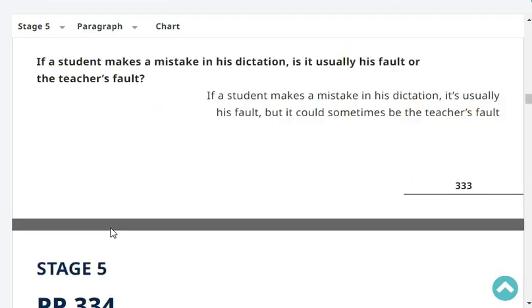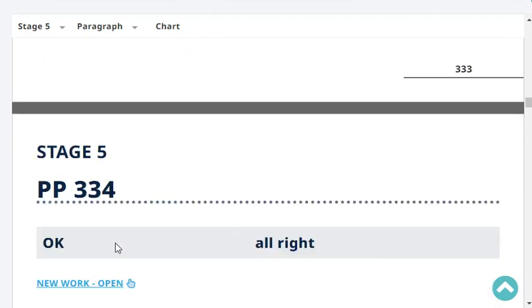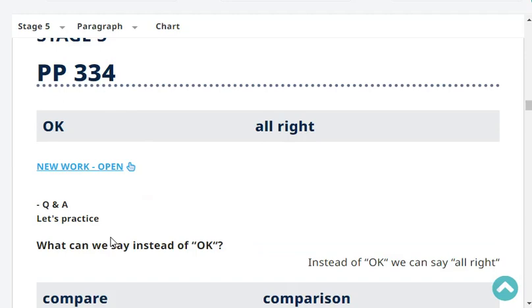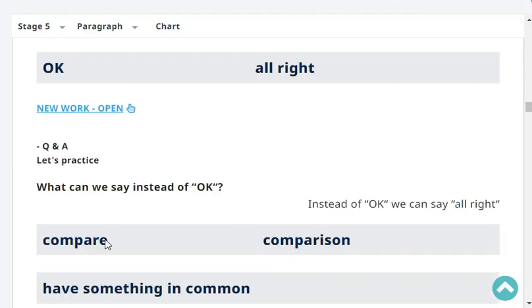Right. If a student makes a mistake in his dictation, is it usually his fault or the teacher's fault? If a student makes a mistake in his dictation, it's usually his fault, but sometimes it could be the teacher's fault. Very good. What can we say instead of "okay"? We can say "all right" instead of "okay".